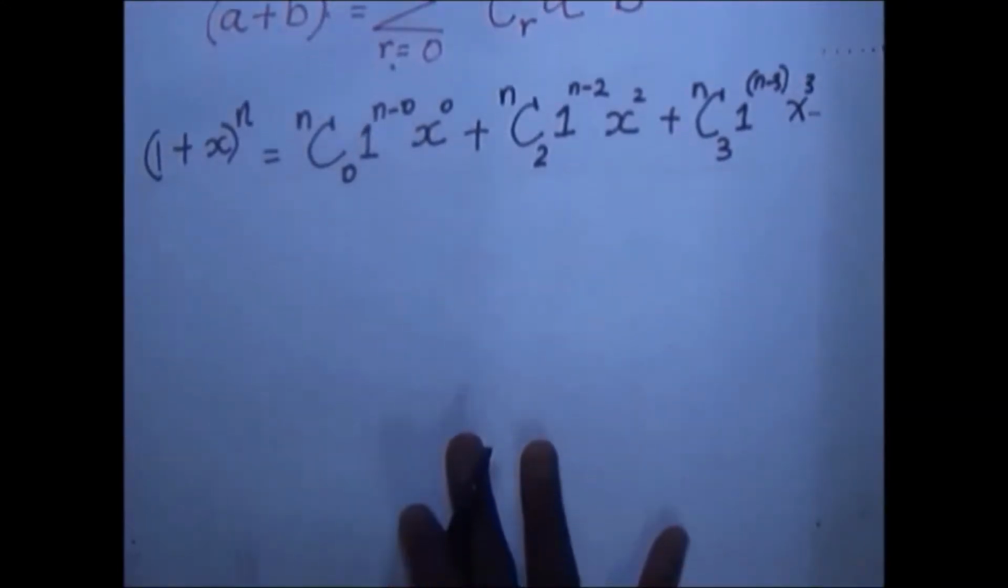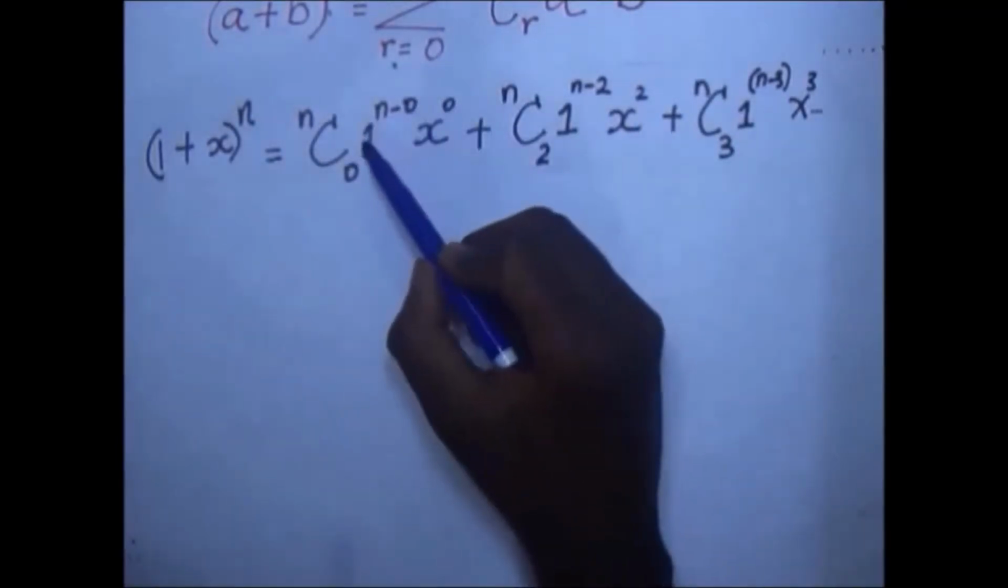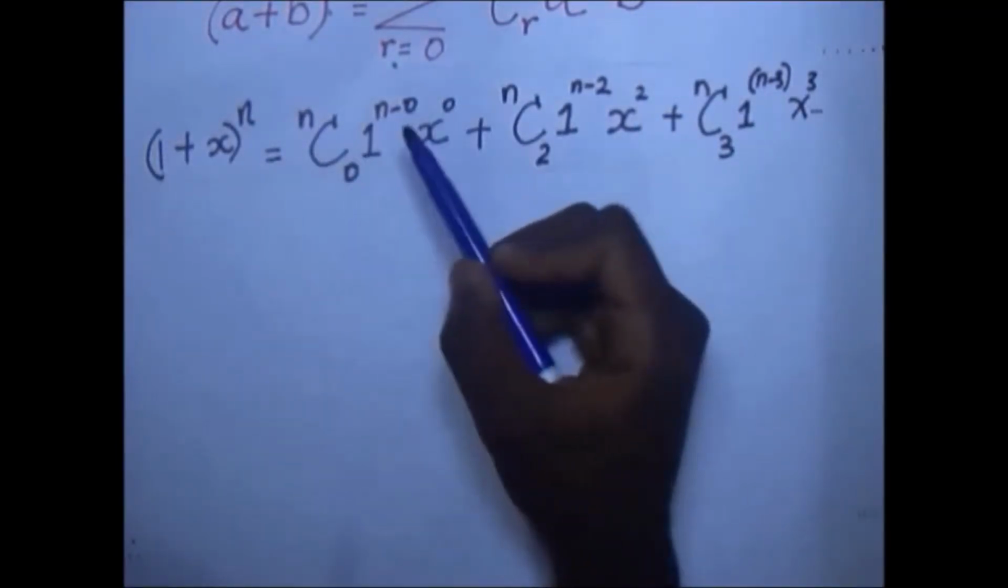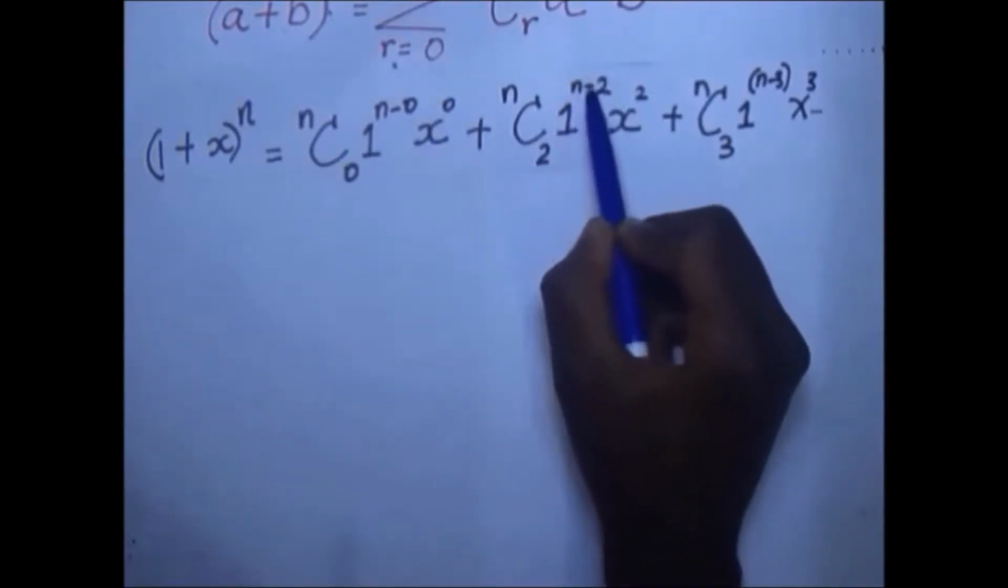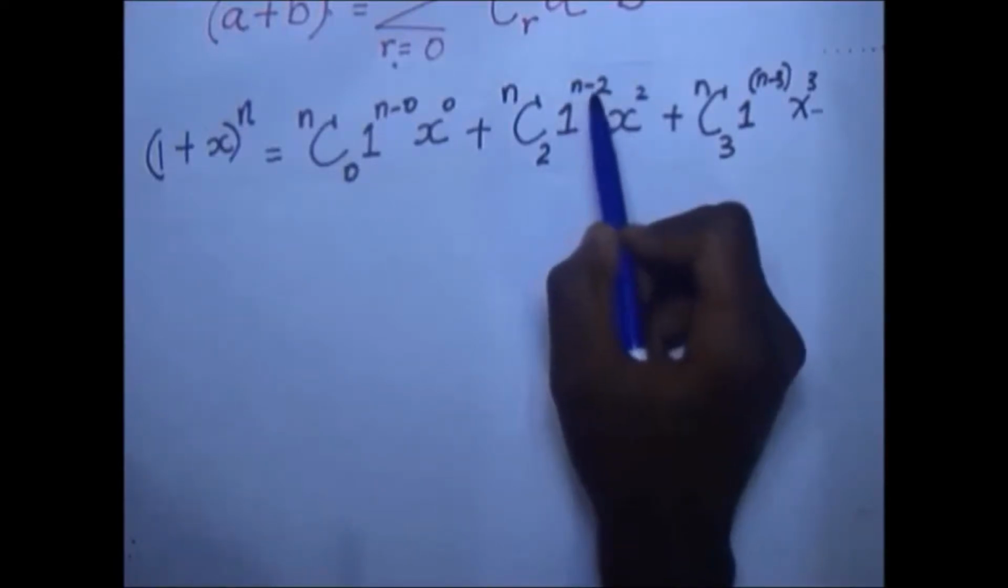So in our expansion there, we know that 1 to the power any number is still going to give us 1. So 1 to the power this is going to give us 1, and 1 to the power this is still going to give us 1, whatever figure is there. Whether it's 1 to the power 1,000 or 1 to the power 1 million, the answer will always still be 1.